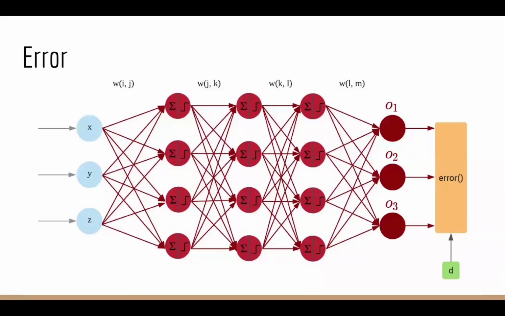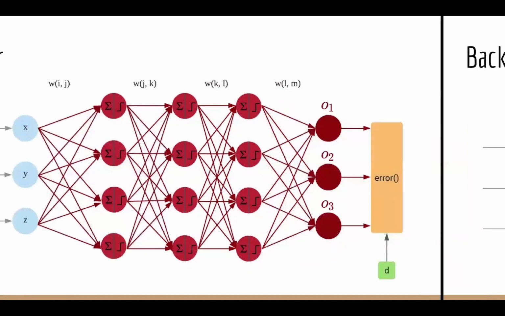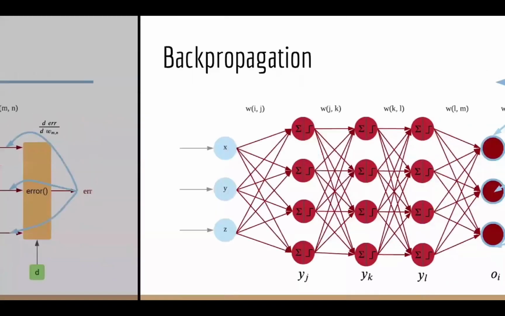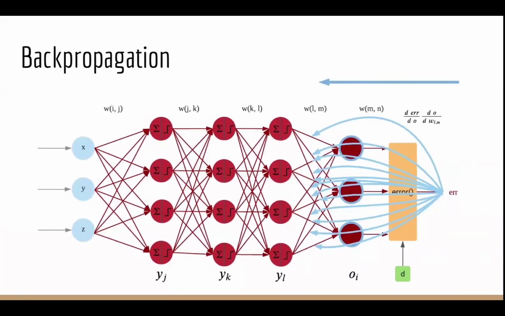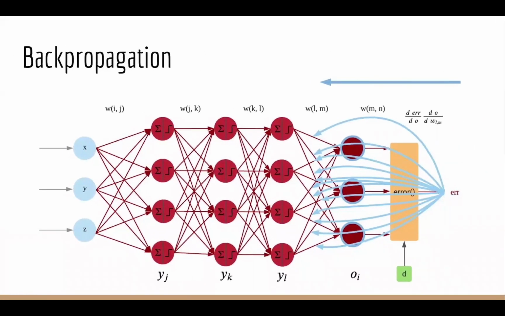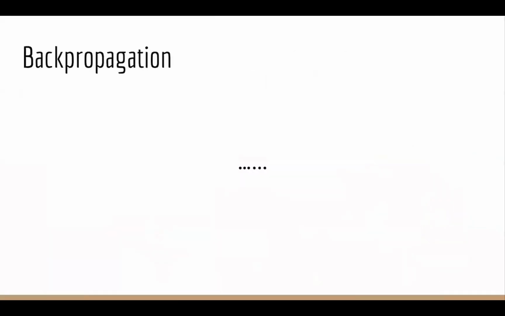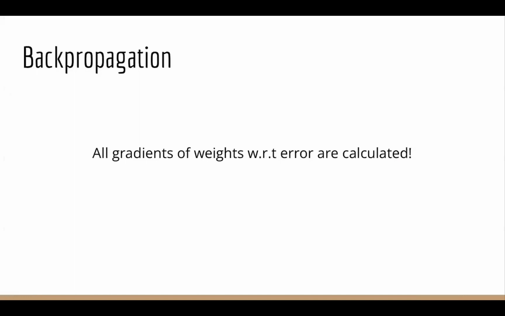And after that, we calculate the derivative of the loss function and apply the chain rule to gradually go back and eventually get the derivative of loss with respect to the weight. So we first calculate the derivative of the loss with respect to the output, and then we gradually go back to the last layer and to the second last layer, and eventually all gradients of the weights with respect to the loss are calculated.